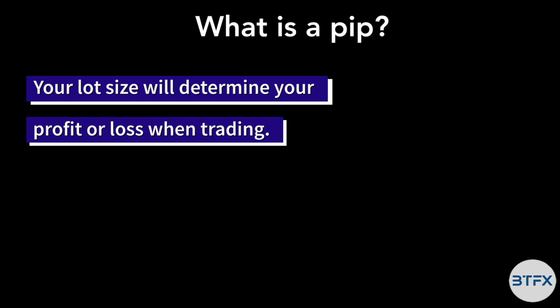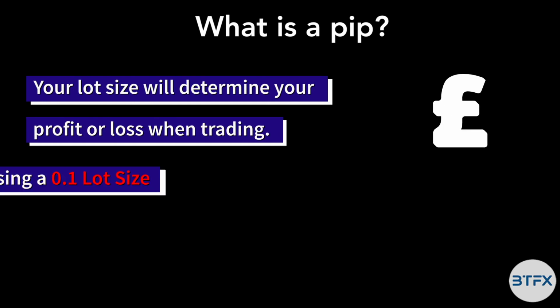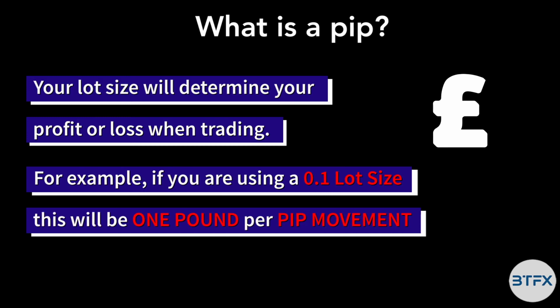Your lot size will determine your profit or loss rates when you are trading. For example, if you are trading with 0.1 lot size, this means that it is £1 per pip movement.